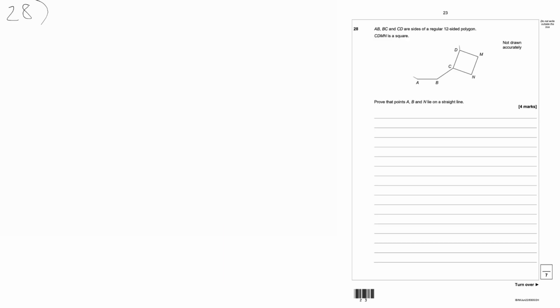For question 28, we're given the following shape. So, try my best to draw this. We're told that A, B, C, and D are the sides of a regular 12-sided polygon, which just means that all the lengths are the same. And we have a square here, CDMN, and we want to prove that N lies on a straight line with A and B.